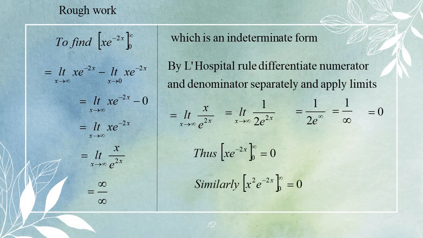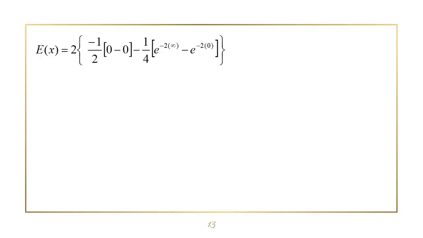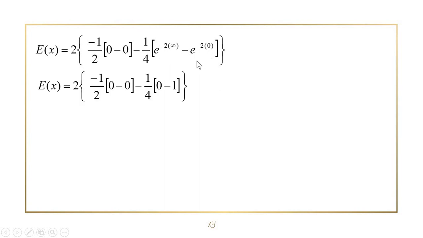Similarly, x square into e raised to minus 2x, if you substitute these limits, you get 0. So here our first term we have evaluated in the rough work, it was 0, and here when you put the upper limit, e raised to minus infinity, and when you put the lower limit, you get e raised to 0. So you know e raised to minus infinity is 0, therefore 0 minus e raised to 0 is 1. So after solving this you get 1 by 2.